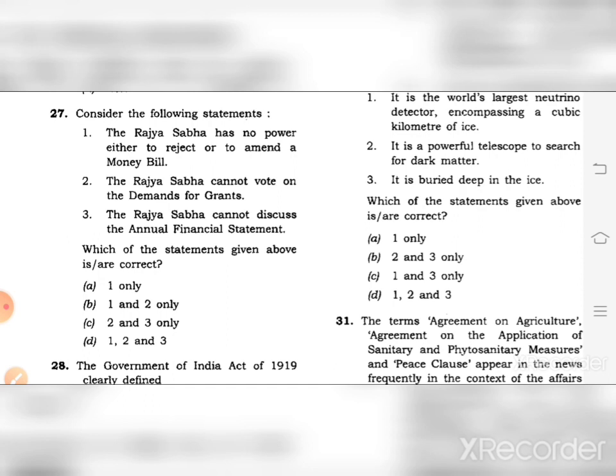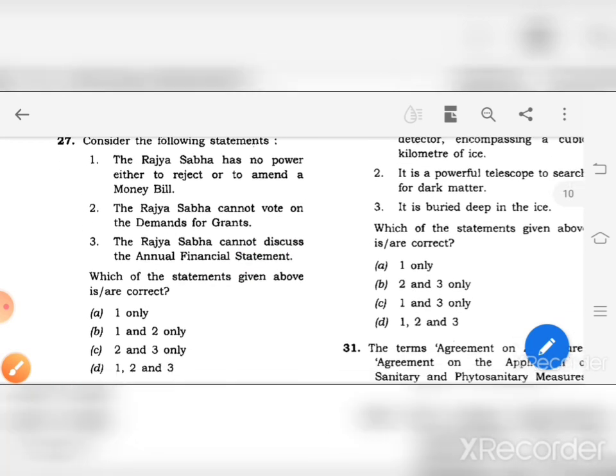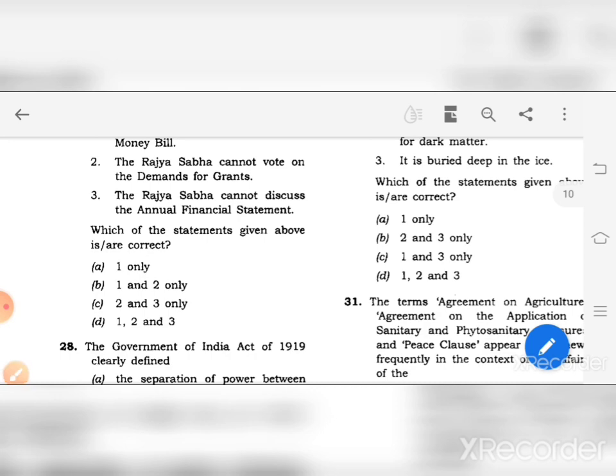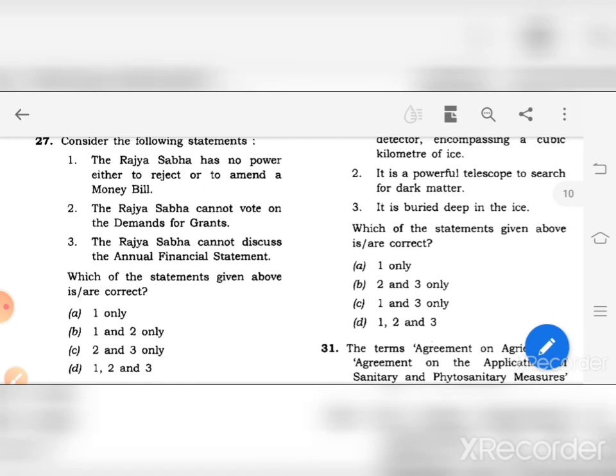If we are able to eliminate one option here, we can eliminate the third option, where it says the Rajya Sabha cannot discuss the annual financial statement. This statement is wrong. The Rajya Sabha can discuss, but it cannot vote on the annual financial statements. So if we eliminate 3, we are left with 2 options, that is A and B. So we know 1 is definitely the answer. We have to decide whether 2 is the answer or not. The Rajya Sabha cannot vote on the demands for grants. Yes, that is true.